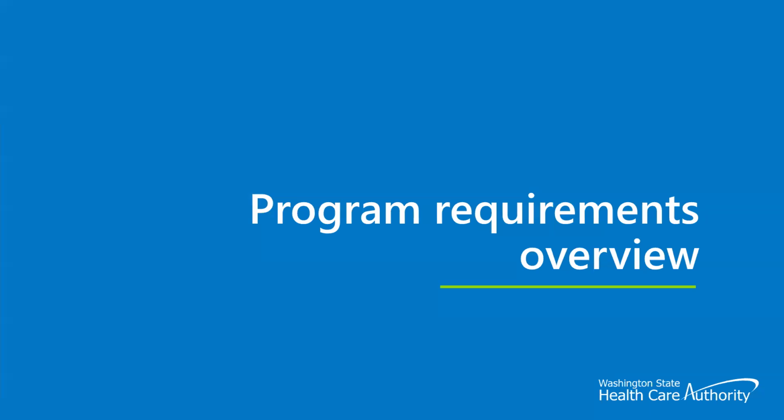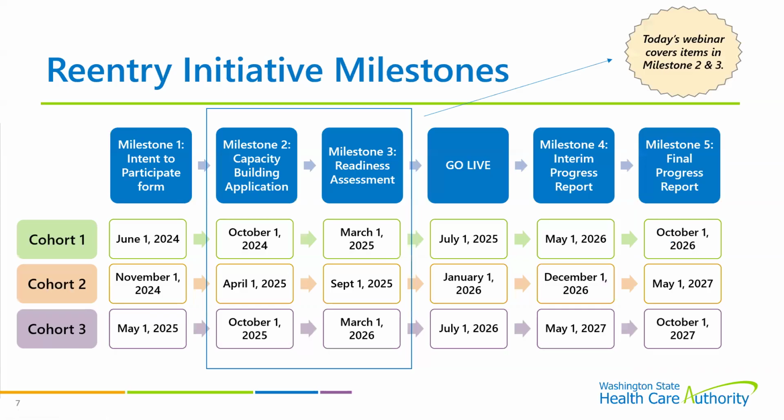I'm just going to do this program requirements overview that you've probably seen in the past. I'll skip some of this. Again, we're talking about milestone 2, the capacity building application, and milestone 3, the readiness assessment. Just a brief reminder that in milestone 2, each attestation, as we're calling them, is a program requirement. For milestone 3, we're going to ask that you write and explain how you met each program requirement. The goal of the learning series is to walk you through each of the requirements so you understand how to achieve them.